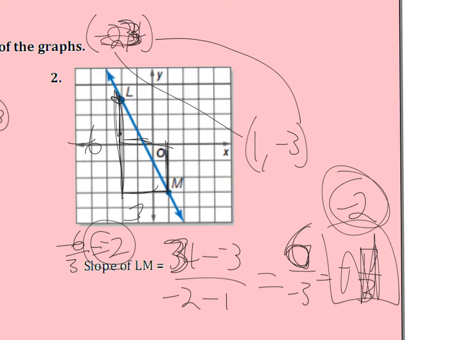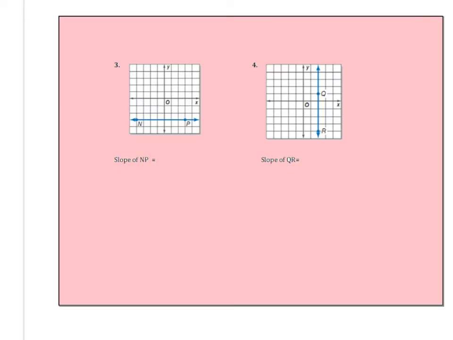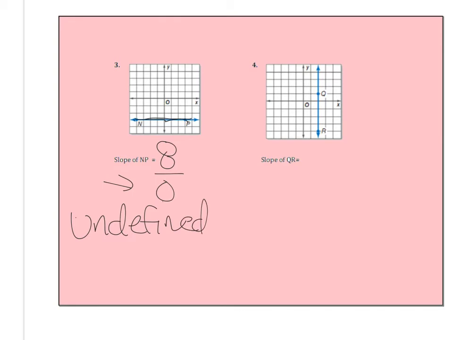All right, so don't do that. Do this: 2, comma, negative 3. That's the point I want to use. So the slope of NP, notice, I'm running forever, but I'm never rising. So this becomes 4, 8 over 0. Well, you can't ever divide by 0 in math. It's like a rule, so we call that undefined, okay?